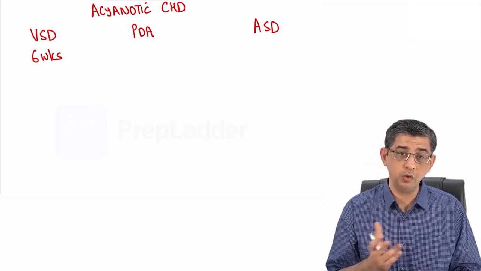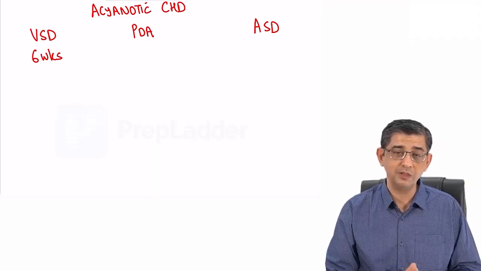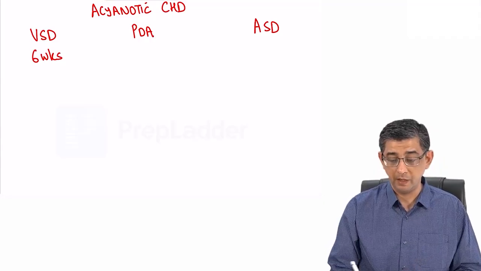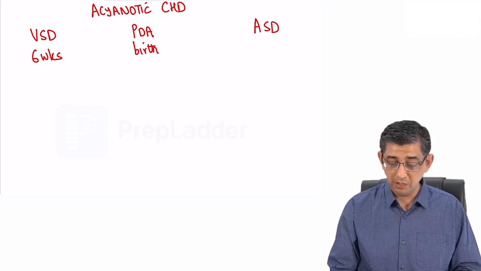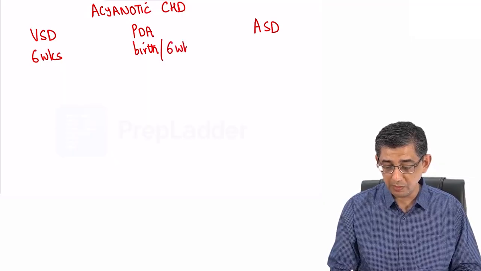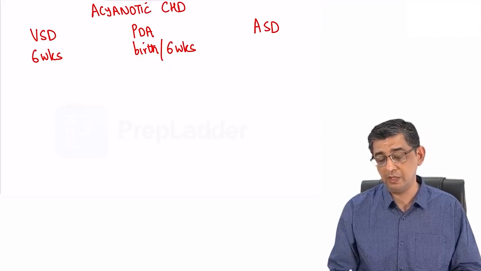But as the child grows, the pulmonary artery pressure will reduce and therefore the shunt will become very obvious. Patent ductus arteriosus can become symptomatic even at birth in case of preterm babies. If it is a term baby, then the symptoms will come at 6 weeks, again because of the resistance in the pulmonary circuit.